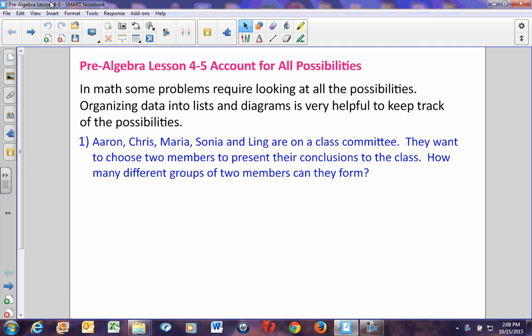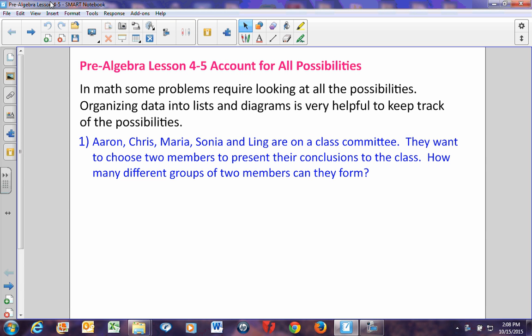Account for all possibilities. Now in math, some problems require looking at all the possible solutions before you can try to figure out what the actual solution is. So organizing data into a list or a diagram can be very helpful to try to keep track of all the information that you have. Let's take the following example.